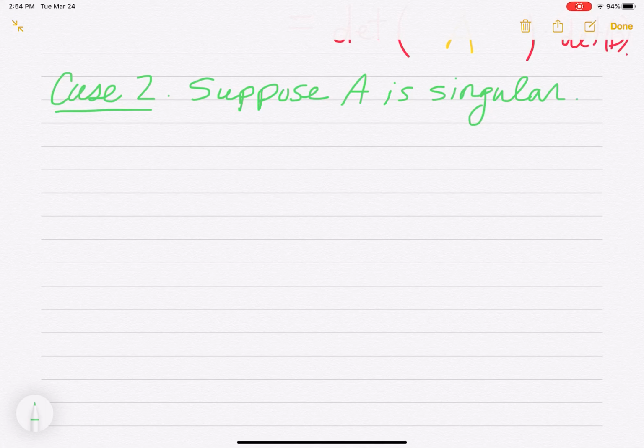So there's a really nice theorem that says determinants of invertible matrices are not zero. So what about determinants of singular matrices? Well, they would be equal to zero. So then that means determinant of A is equal to zero.